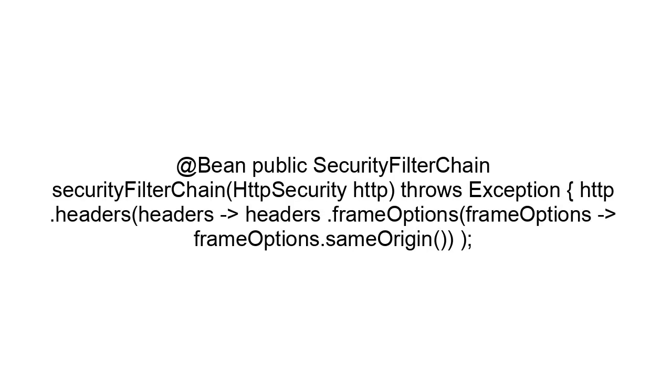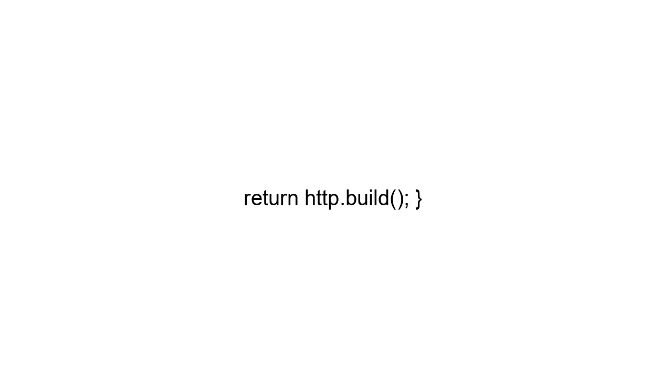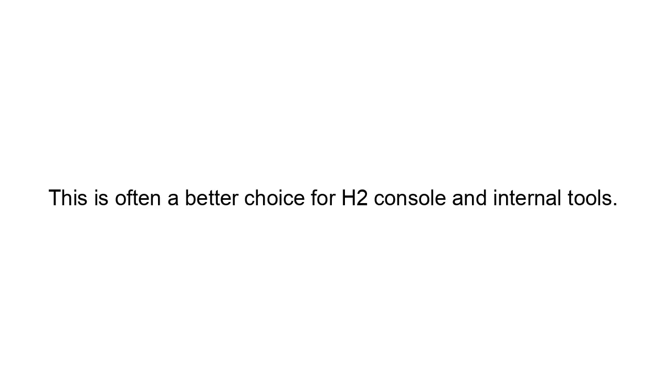Instead, you only want to allow framing from the same origin. That is more secure than complete disabling. Example: @Bean public SecurityFilterChain securityFilterChain(HttpSecurity http) throws Exception { http.headers().frameOptions().sameOrigin(); return http.build(); } Example concept: allow same-site framing only means safer than allowing all framing. This is often a better choice for H2 console and internal tools.